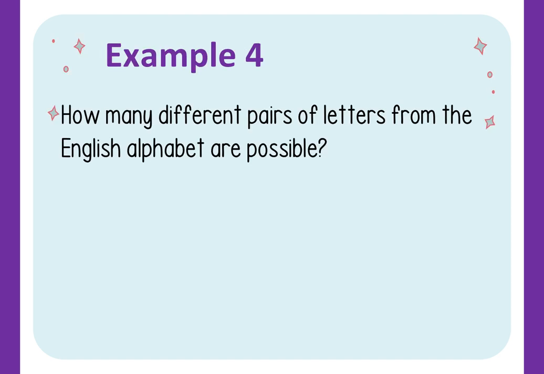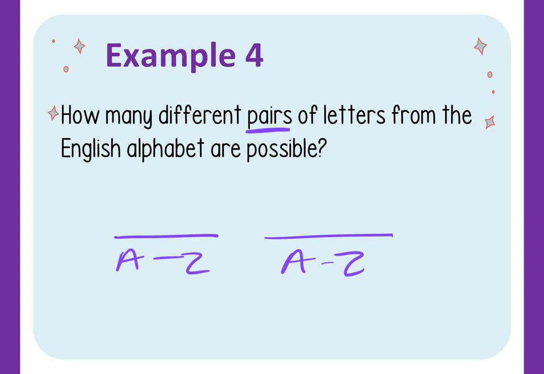And that looks like this. How many different pairs of letters from the English alphabet are possible? How many letters are in the English alphabet? 26. So if I want a pair, then my 2 events are pulling a letter from the English alphabet the first time. So I want something in this spot that is from A to Z. And then my second event is a second letter from A to Z.